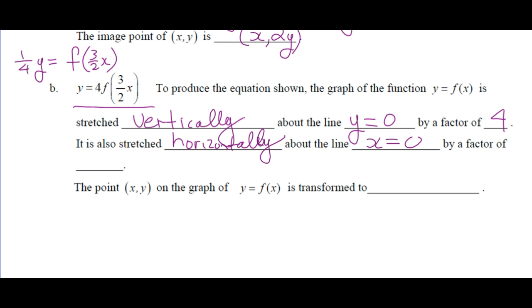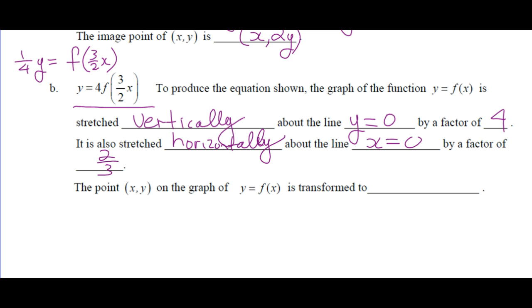By a factor of, okay, what is it? 2/3. Good. If you got 2/3, it's all good. So really, just think of it: it's the reciprocal of whatever's there. So when it's 2, it's just a half. When it's a half, it's just 2. But when it's something else, like 3 halves, it's 2/3.